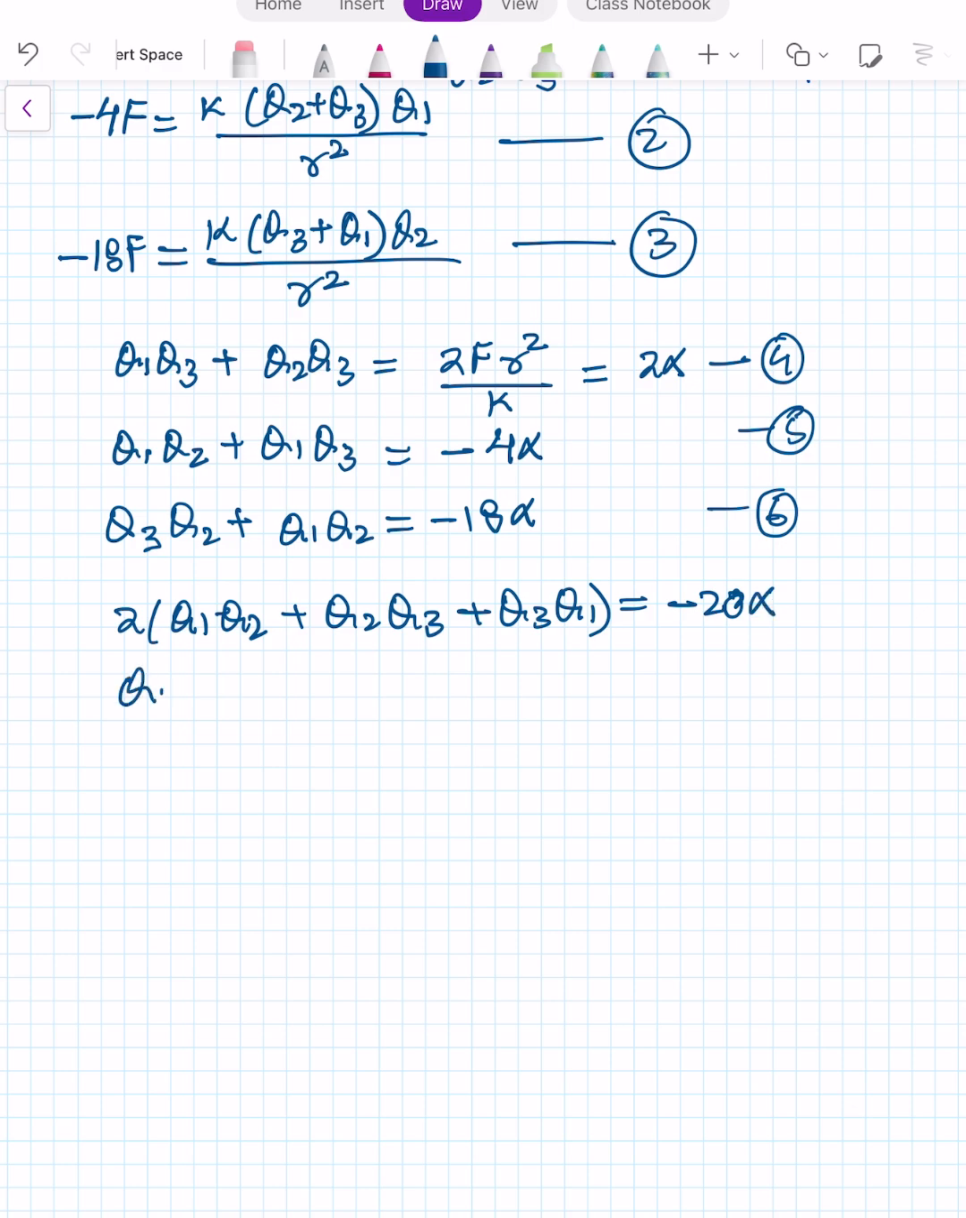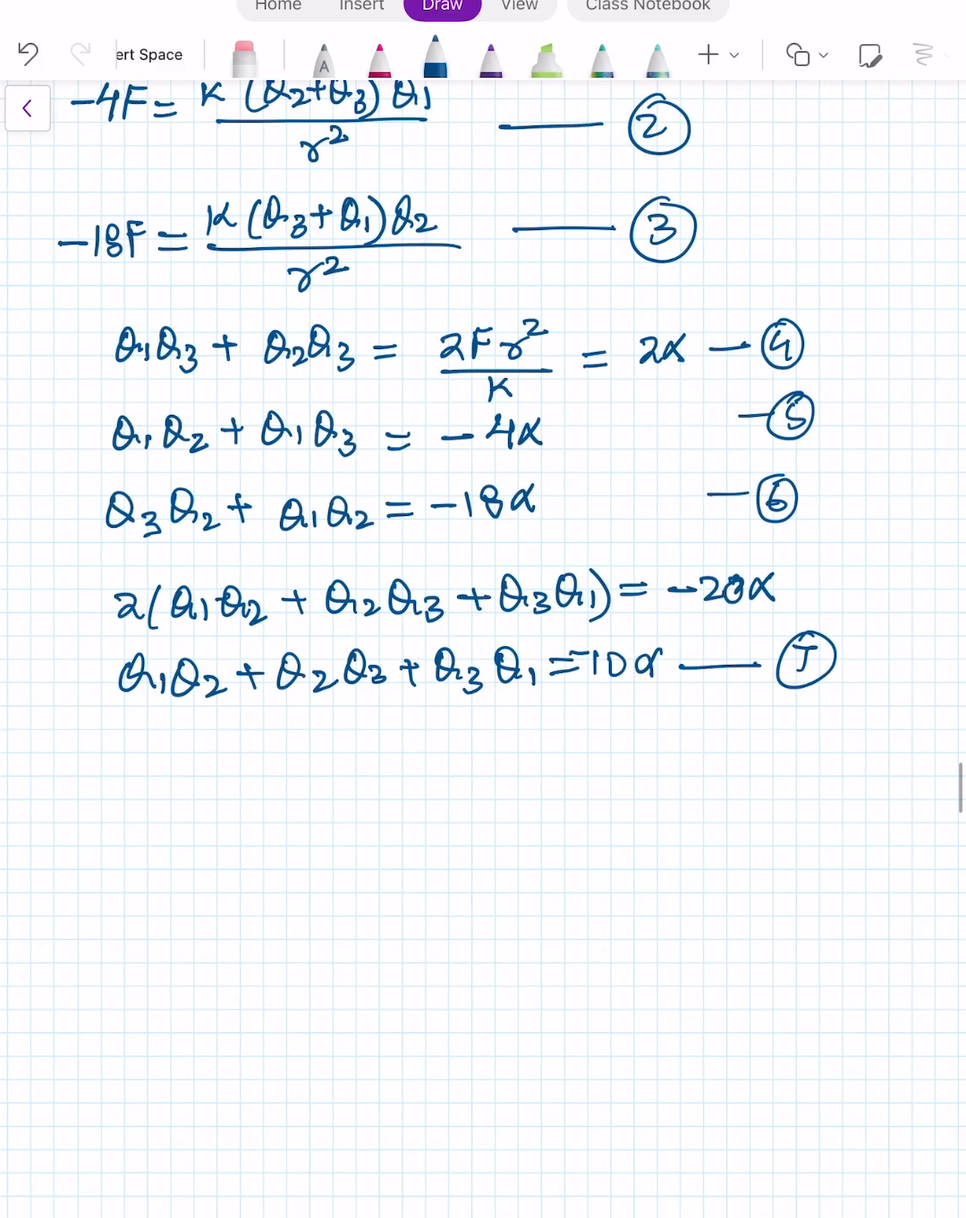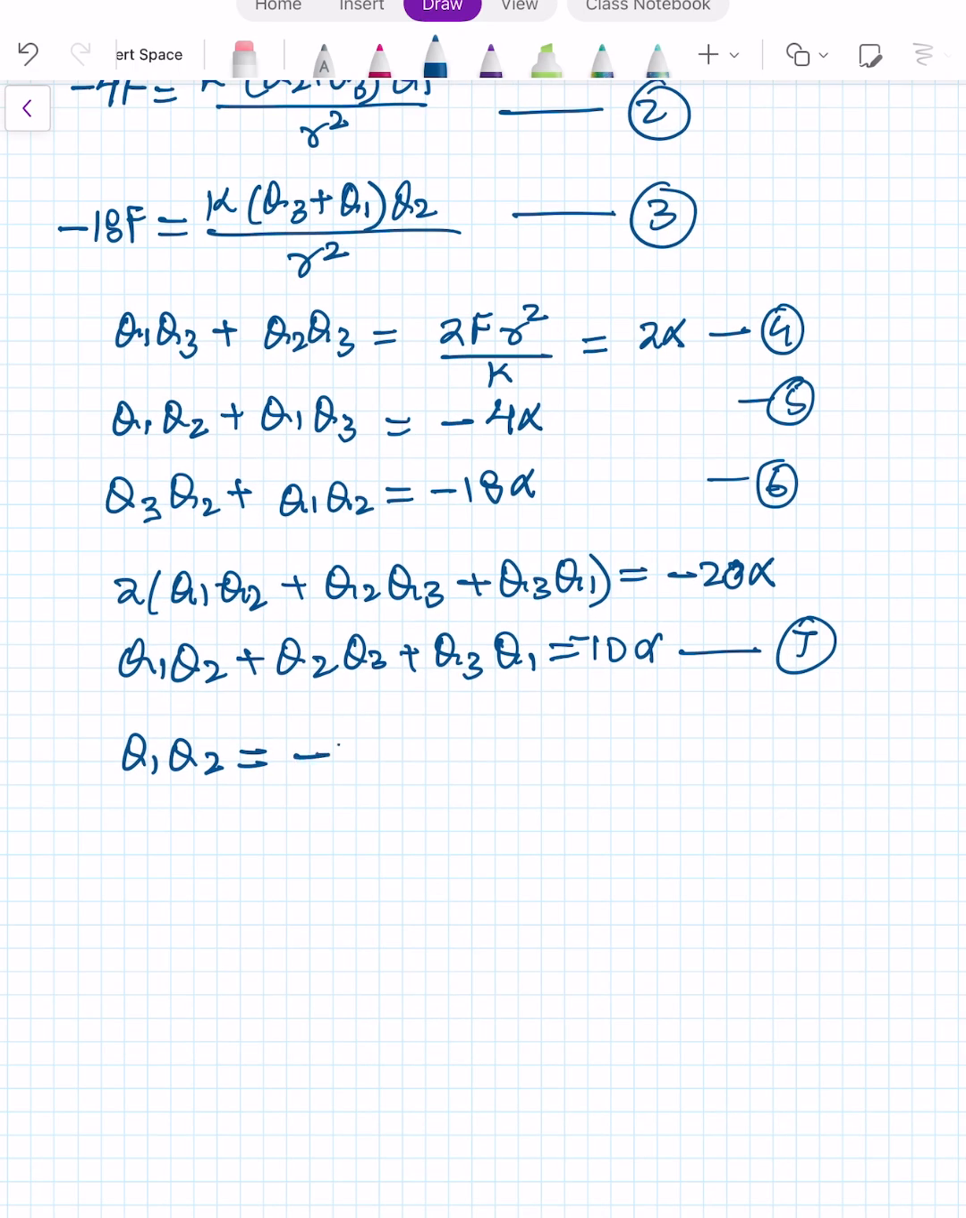So you got summation Q1Q2 is equal to minus 10 alpha. Say this is 7th. Now 7 minus 4, 7 minus 5, 7 minus 6, you will get Q1Q2 is equal to minus 12 alpha.